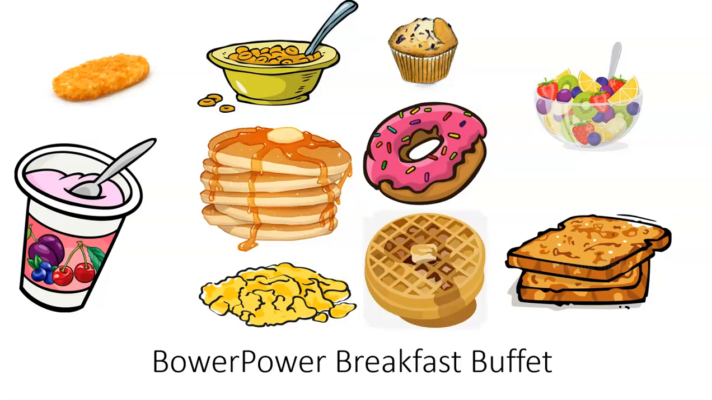Let's look at combinations. And I hope you're hungry because we're starting at the Bauer Power Breakfast Buffet. There's 10 items on the buffet. You can get a hash brown, cereal, a muffin, a bowl of fruit, a donut, pancakes, yogurt, scrambled eggs, waffles, French toast. It looks like we have 10 items at the Bauer Power Breakfast Buffet.